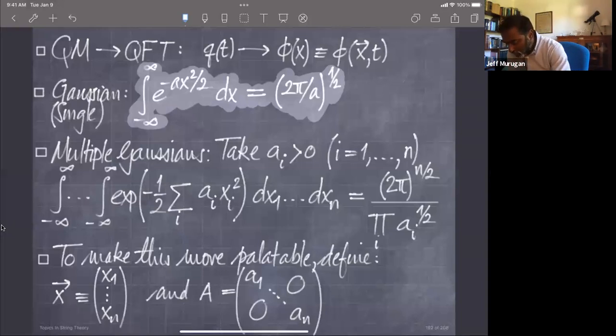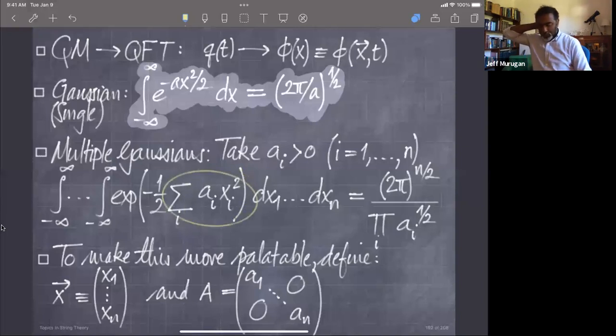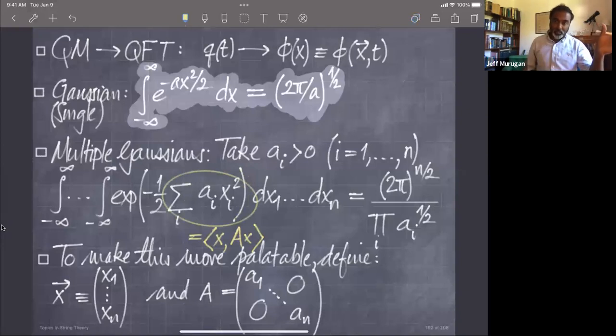This term here, the sum of AI xi squared, is nothing but the inner product of x with Ax. And by this, I mean the matrix product, which means you take x, you transpose it, then you multiply it with A times x.